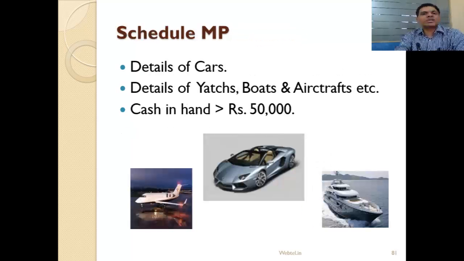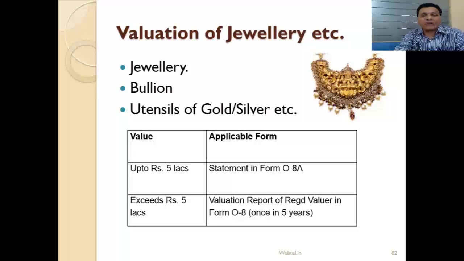Then let's move on to schedule MP of movable property. Details of all the expensive cars that you are having these days, details of your boats and aircraft, etc., for those who possess them, who own them, and also cash exceeding 50,000 rupees needs to be given here. In the earlier schedule, even the details of jewelry had to be given here, but that has been excluded from here. Details of jewelry, bullion, utensils made of gold, silver, other precious metals, etc. also have to be given.